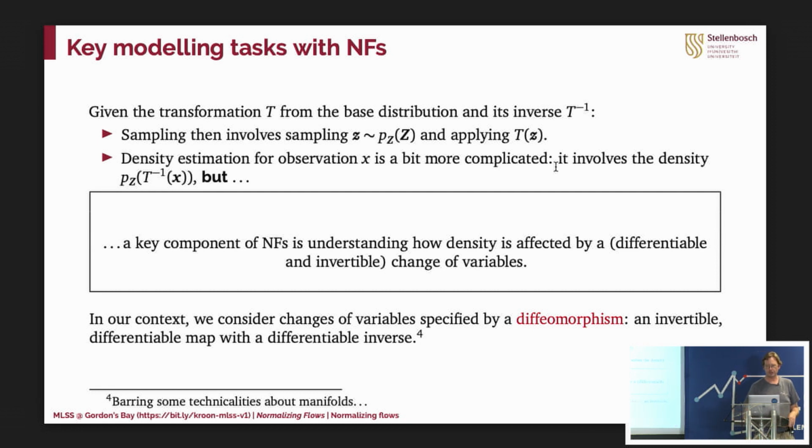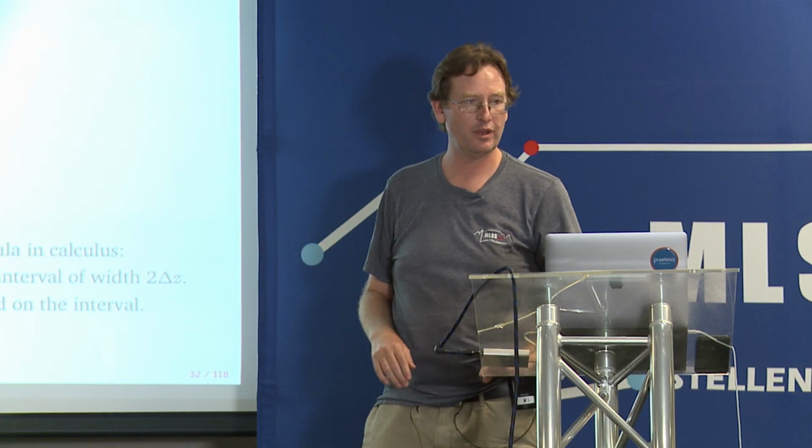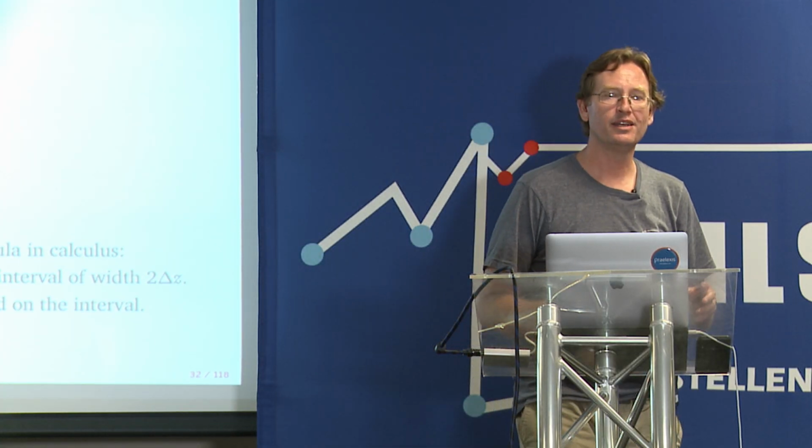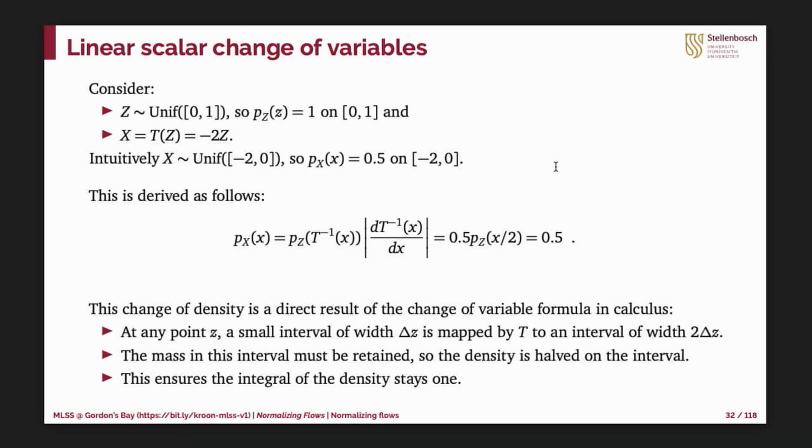Okay, so sampling is fine. Density estimation is going to involve the density in the base distribution of the inverse image of the data point we're interested in, but a little bit more. Okay, so let's quickly look at scalar change of variables for a linear scalar change of variables. So let's keep things simple. Z is a uniform distribution between 0 and 1. Okay, so the density of Z is 0 everywhere except between 0 and 1, and there the density is 1.